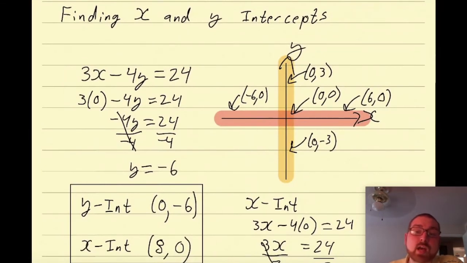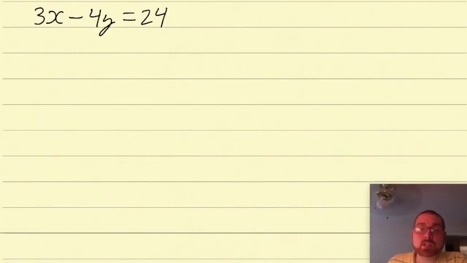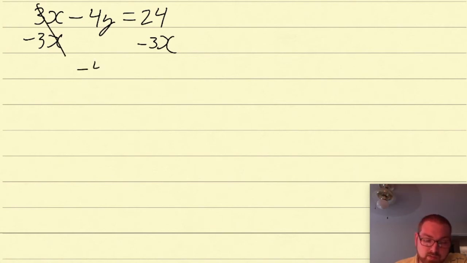So next, let's look at how to use the slope-intercept form to do the same thing. This is the same equation we just worked with, but now we're going to solve it into slope-intercept form. So we need to get y by itself. To do that, I'm going to subtract 3x from both sides. Here, those cancel, and I'm left with negative 4y. But on the other side, I can't combine a constant with a variable. So I leave negative 3x in front, plus 24.